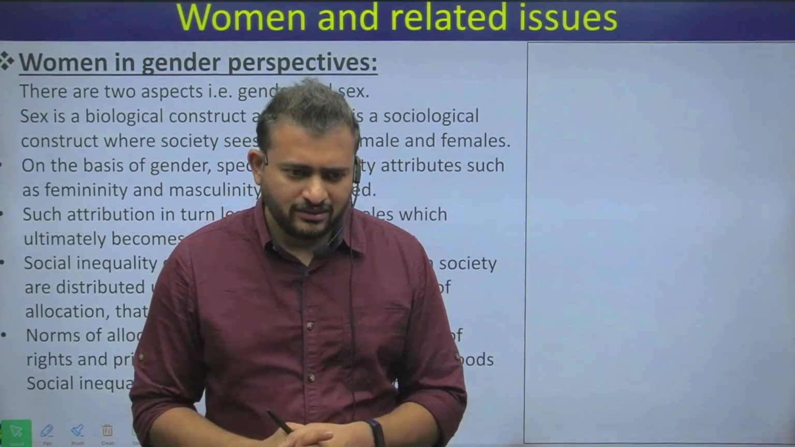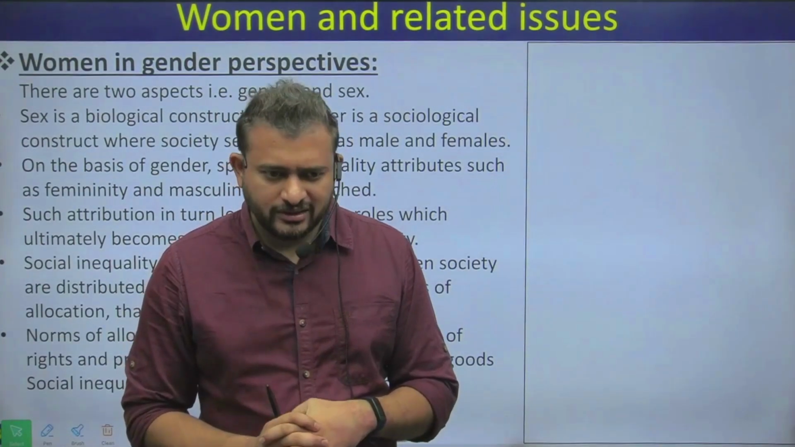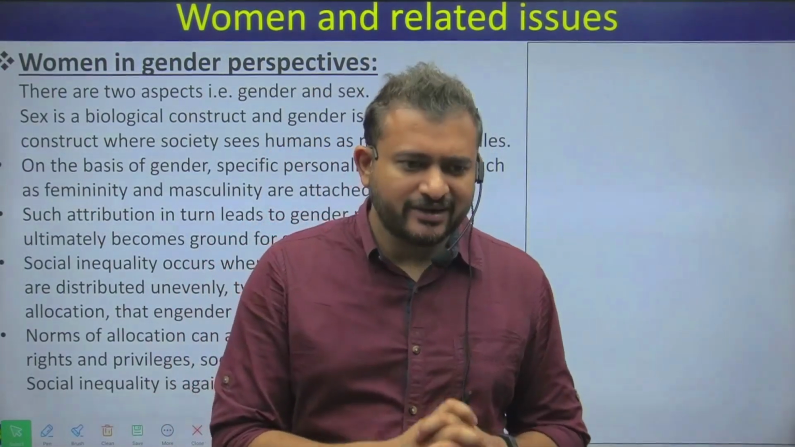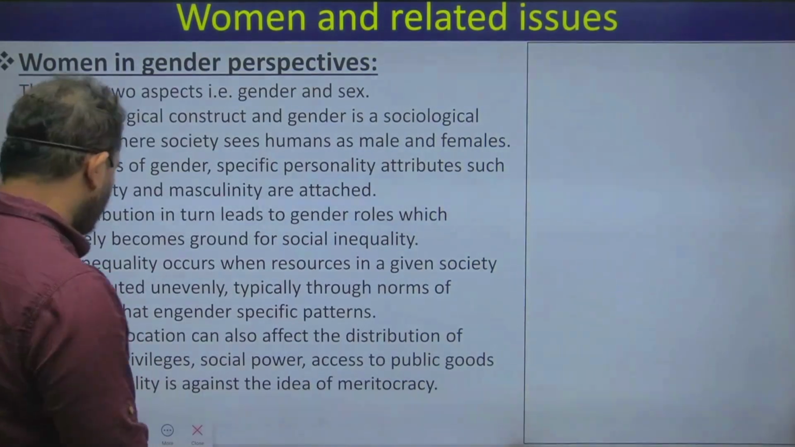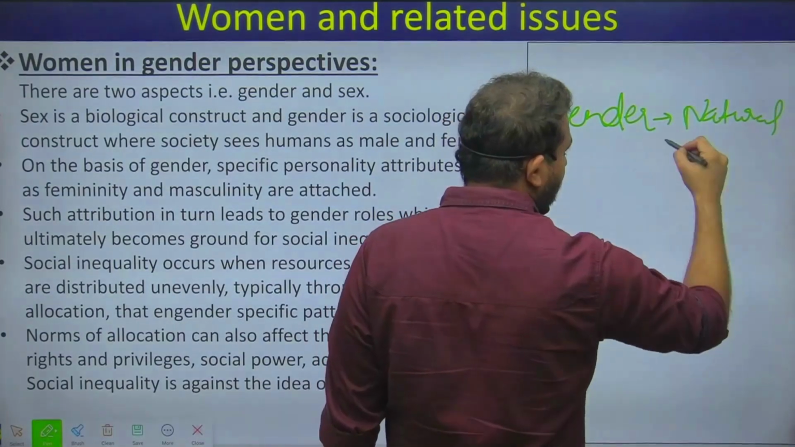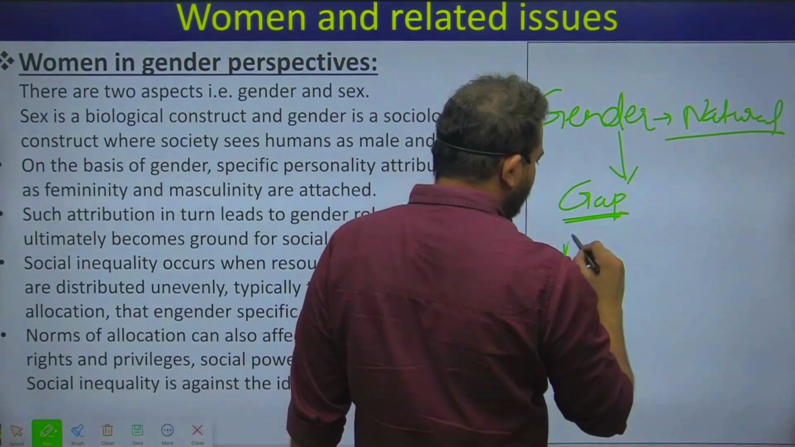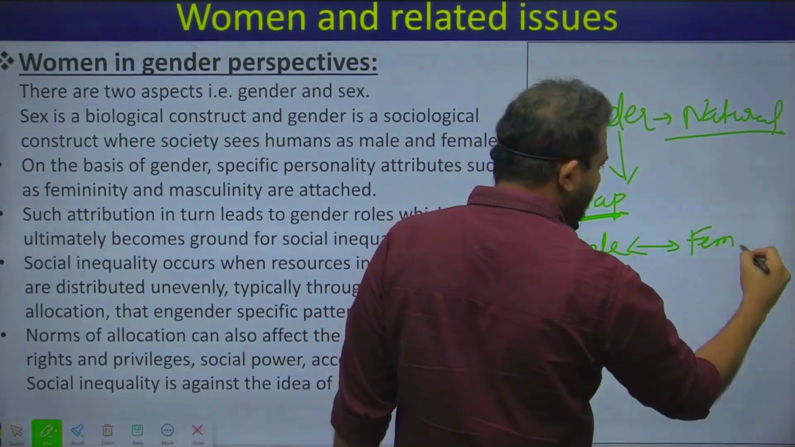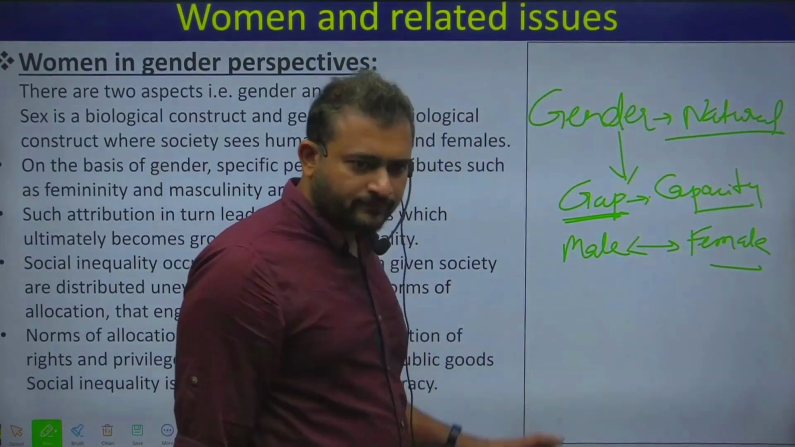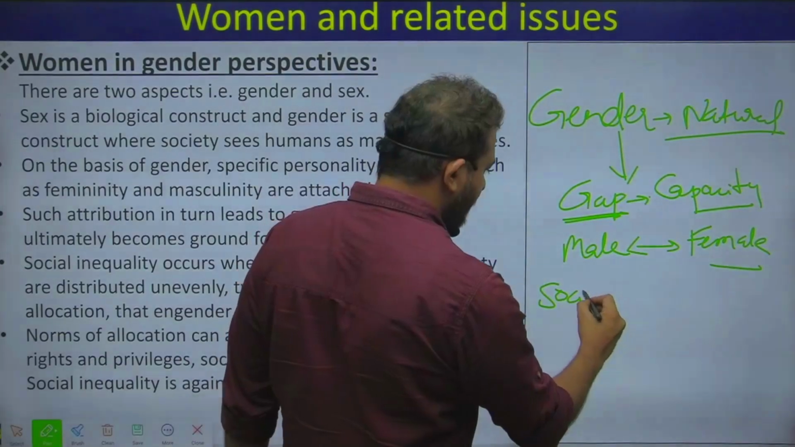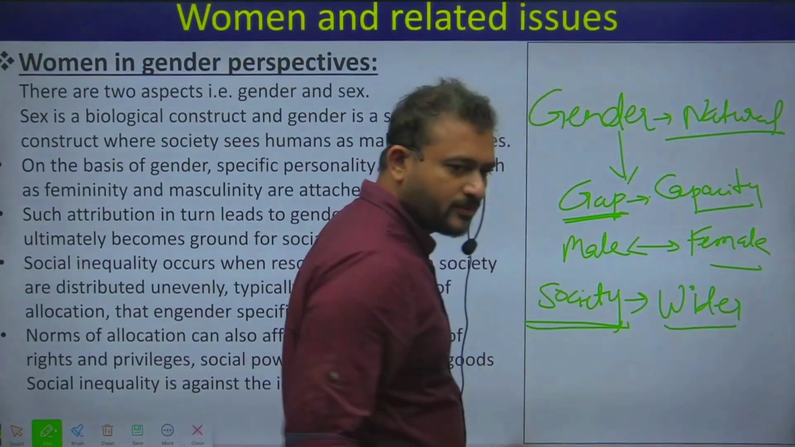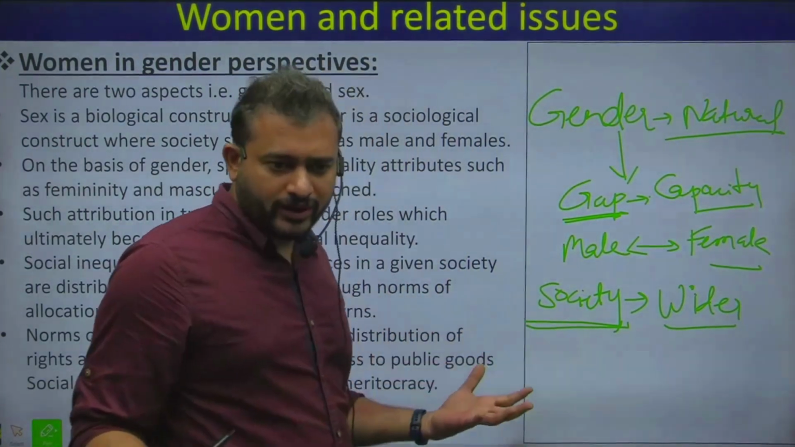Because obviously gender has its own role, and it is also natural. We cannot say that gender is unnatural. That is natural also, but along with society. Then what is the issue? The issue is that, okay, gender is natural, and there is some gap between male and female in capacity. But the problem is society makes this gap wider, more broader.